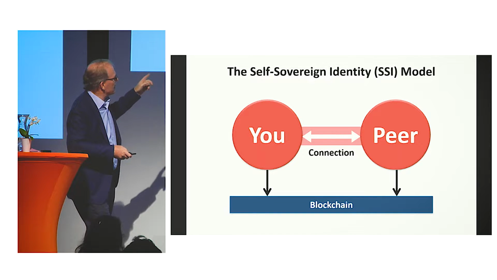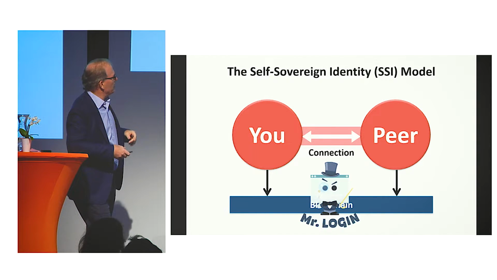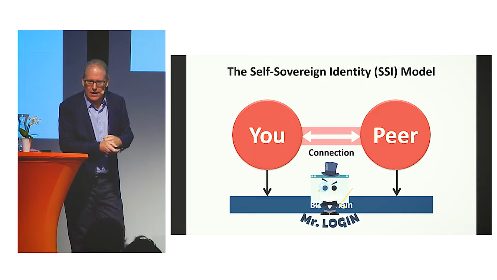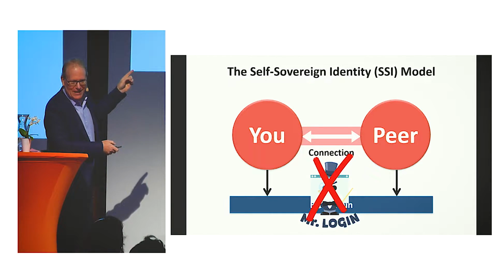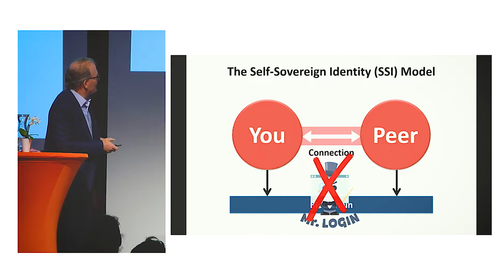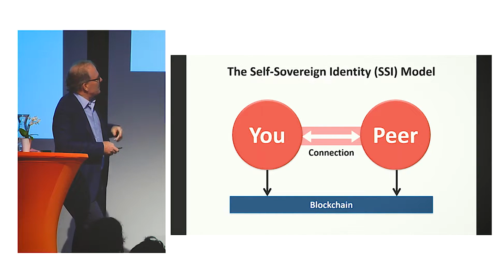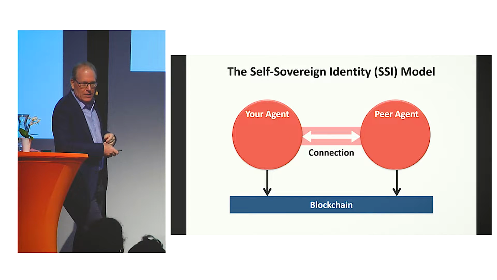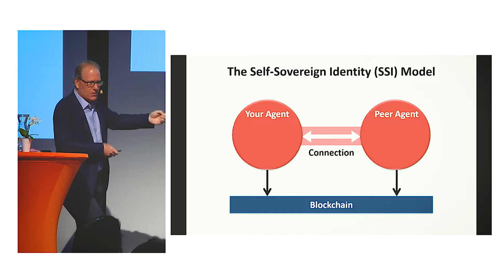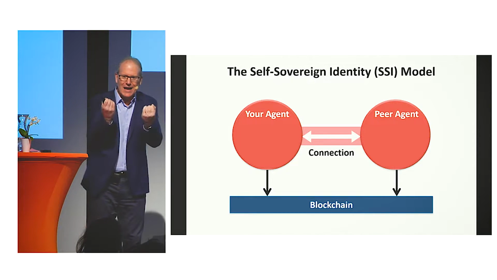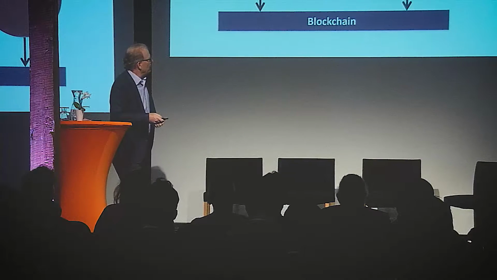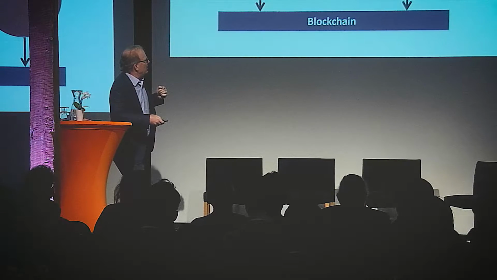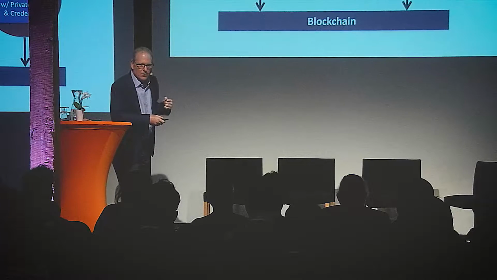Now, the first thing is you look at that and you go, oh, we're going to have Mr. Login all over again. And the answer is, no, we're not. The way we're going to get rid of that guy, we're going to retire him once and for all, is we're going to implement this by saying, okay, each of you is going to have what we call an agent. It's going to be on every device you have, just the way every device you use today has an operating system. That's how it talks to the rest of the internet, right? It's going to have an agent, and that agent is going to have a wallet.